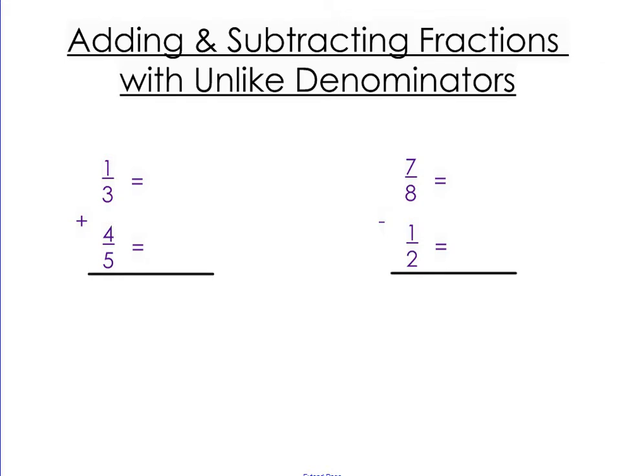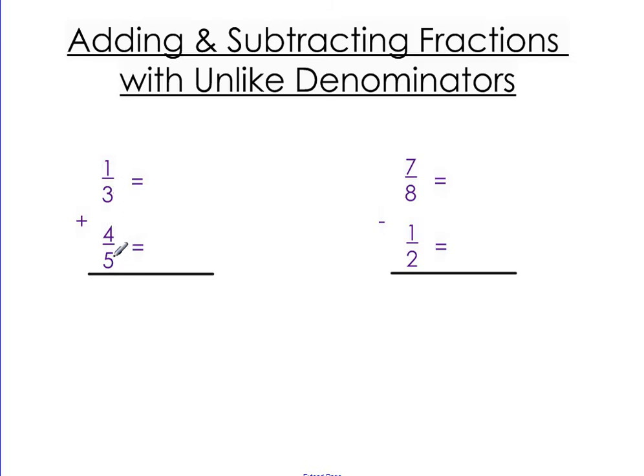Adding and subtracting fractions and mixed numbers with unlike denominators. Now when we do this, our goal is to get common denominators, so that they both have the same denominator in order to subtract or add so we can get to the correct answer. In order to do that, we need to find the least common multiple that both denominators share.